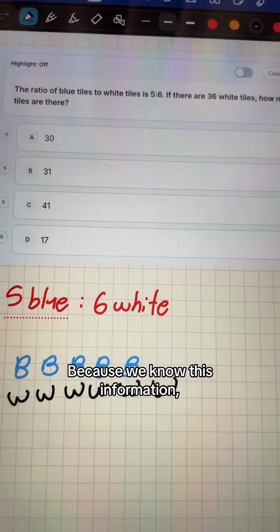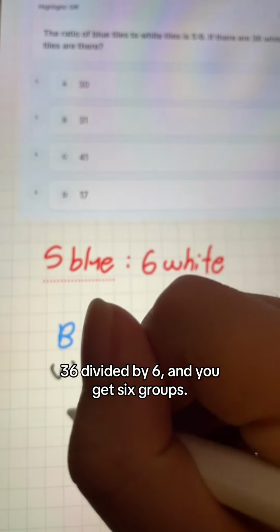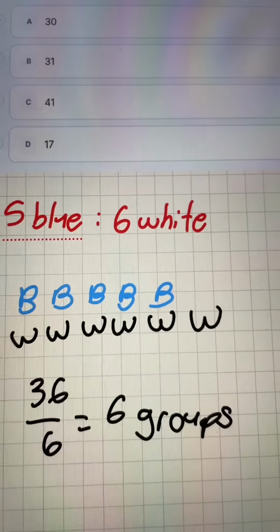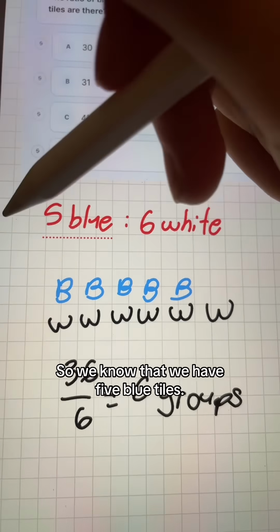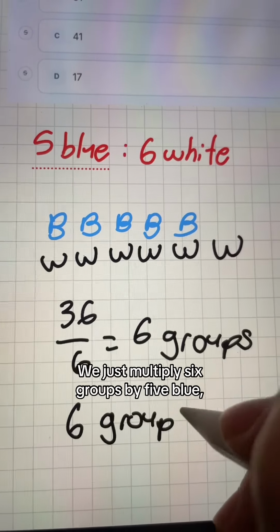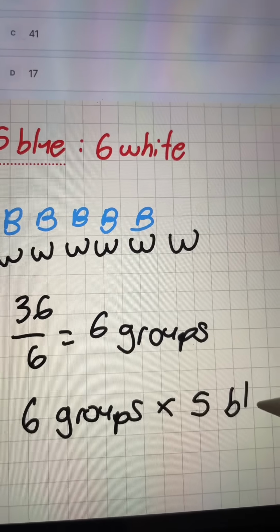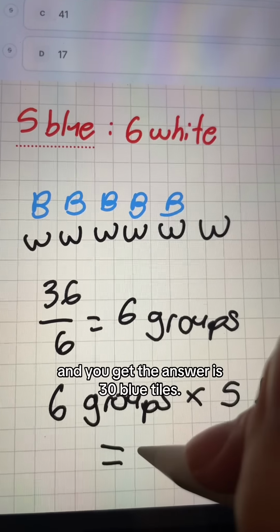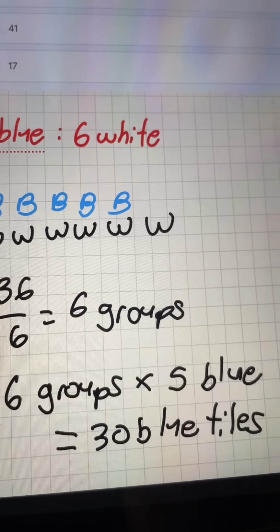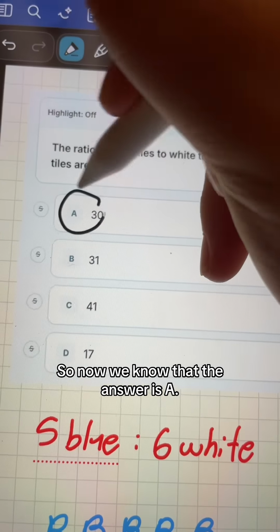Because we know this information, we can just divide 36 divided by 6, and you get 6 groups. And all we do is multiply, so we know that we have 5 blue tiles. We just multiply 6 groups by 5 blue, and you get the answer is 30 blue tiles. So now we know that the answer is A.